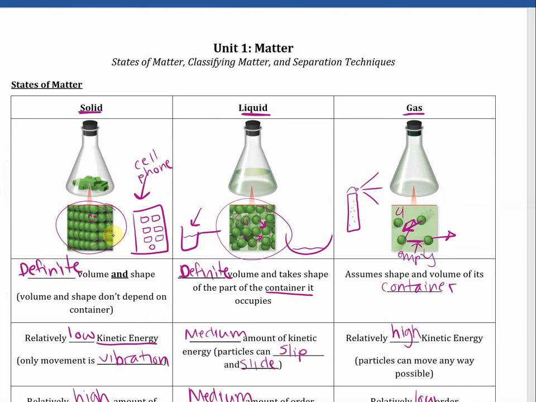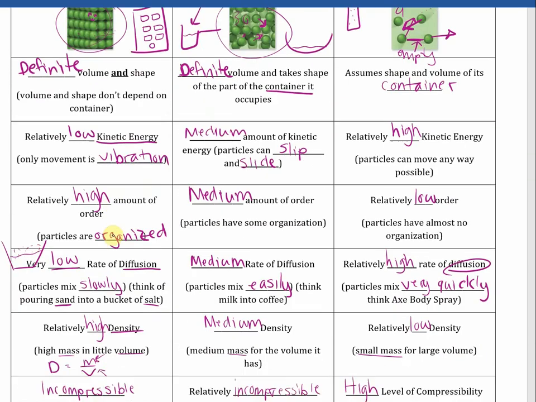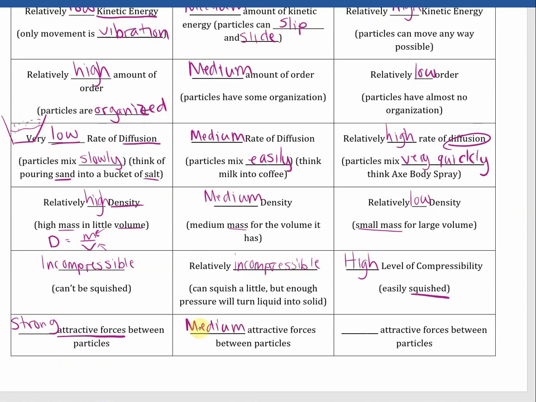Your liquids are a little more spread out. Those particles can move around a little bit more. And it's because their attractive forces are not quite as strong. They're a sort of a medium level of attractive forces. So this is a medium level.